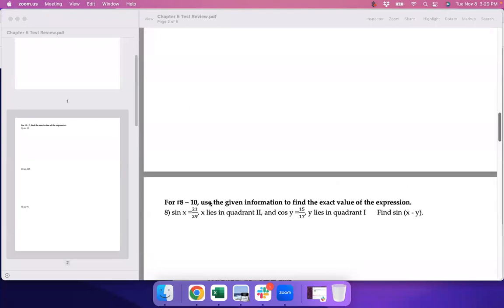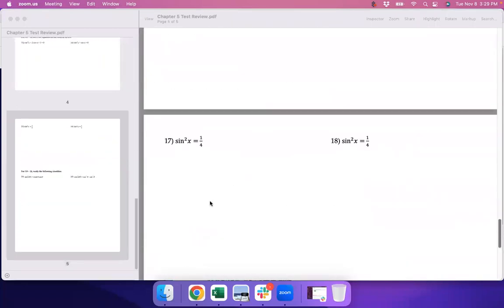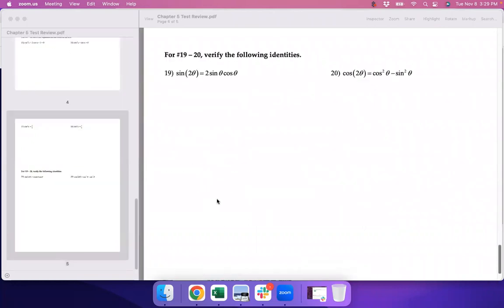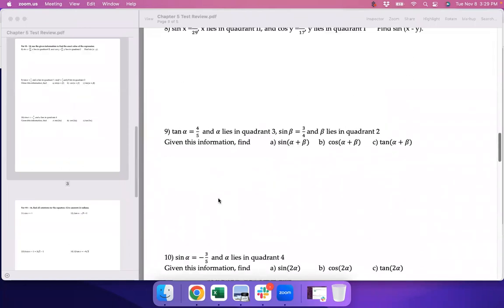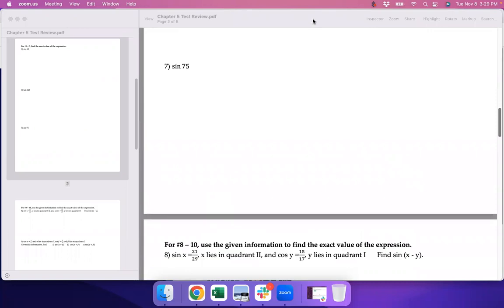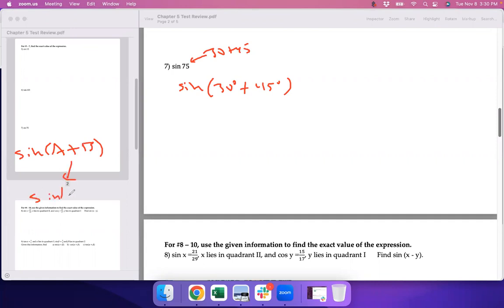Okay, now let's do number 7, then I'll do another recording for the other parts. Looks like there's some solving and more verifying identities. And some interesting problems here, 8, 9, 10. So for number 7, sine 75, that's pretty easy. That's 30 plus 45. So sine of 30 degrees plus 45 degrees. Now the sum formula for sine is sine A plus B is going to be sine A times cos B plus cos A times sine B. Right? So we work that out.